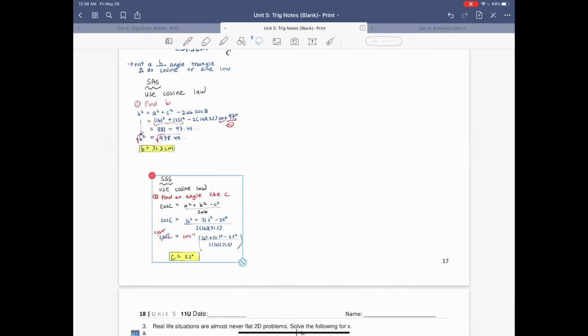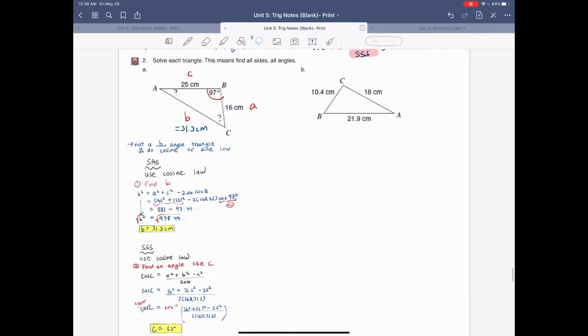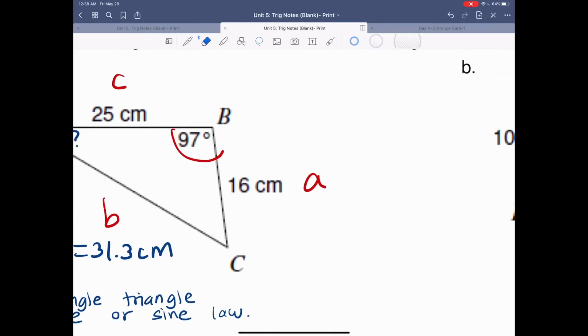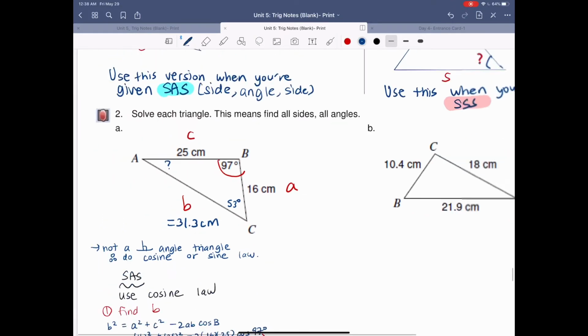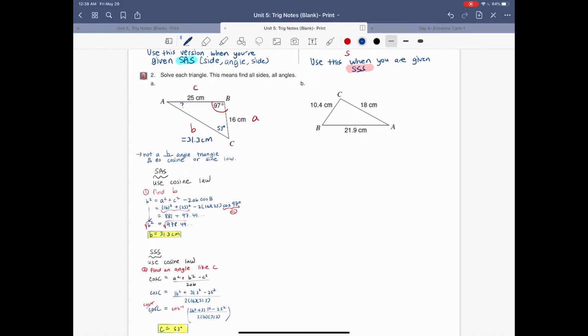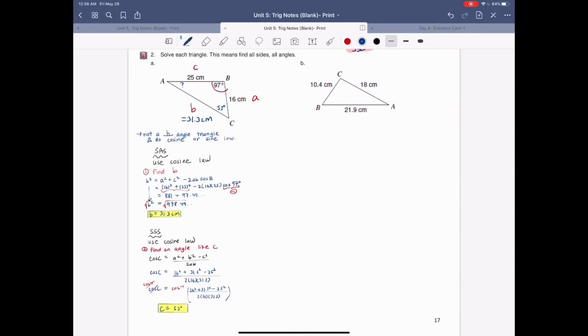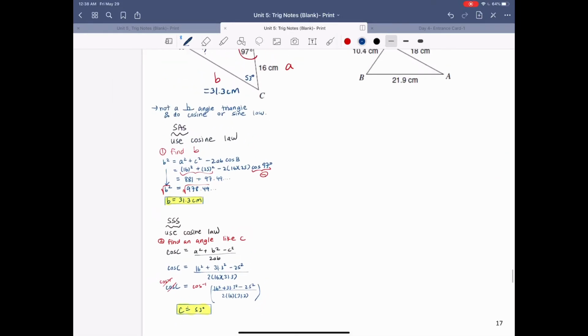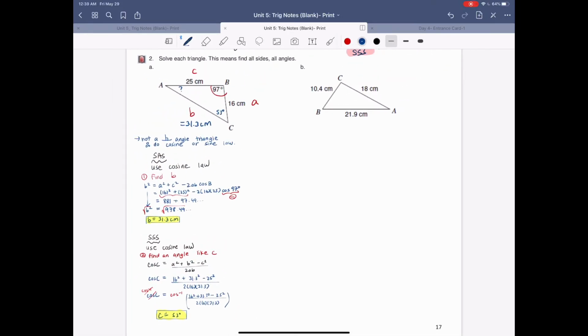So once you found that part and we can say this is 53 degrees, you might be like, okay, I can do the cosine law again or maybe sine law. But the easiest thing that you can do is use the sum of angles in a triangle theorem, which just says that any triangle adds up to 180. So the quickest way of finding the third angle is to add these two up and then subtract it from 180, or 180 minus 53 minus 97.